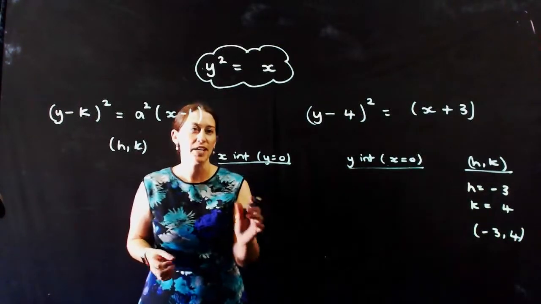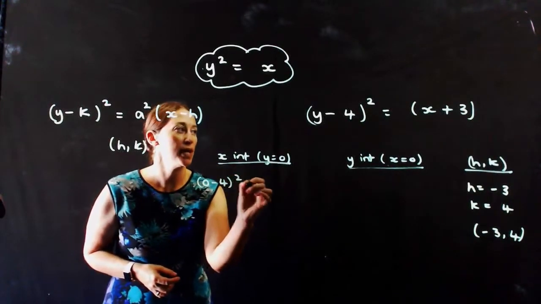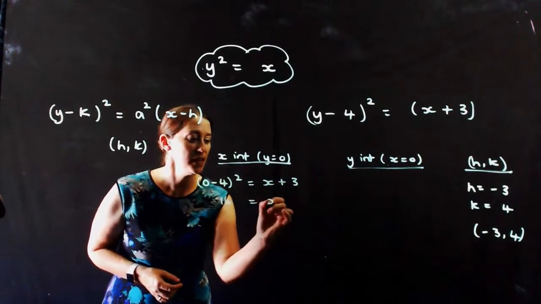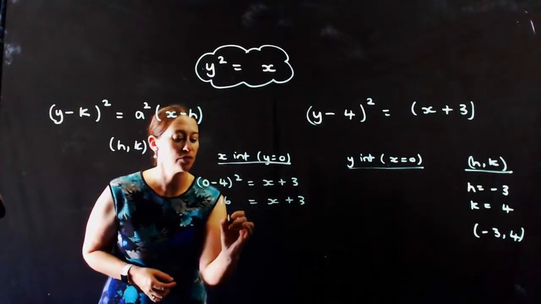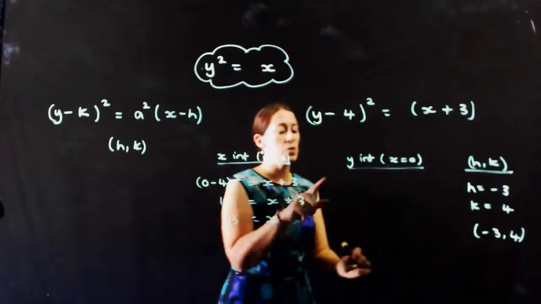Now I need to go on and find the x-intercept, so I'm going to sub that in here. We get 0 minus 4 squared equals x plus 3. Minus 4 squared is 16. Subtract the 3, gives me the x-intercept is 13. Let's go on to the y-intercept.